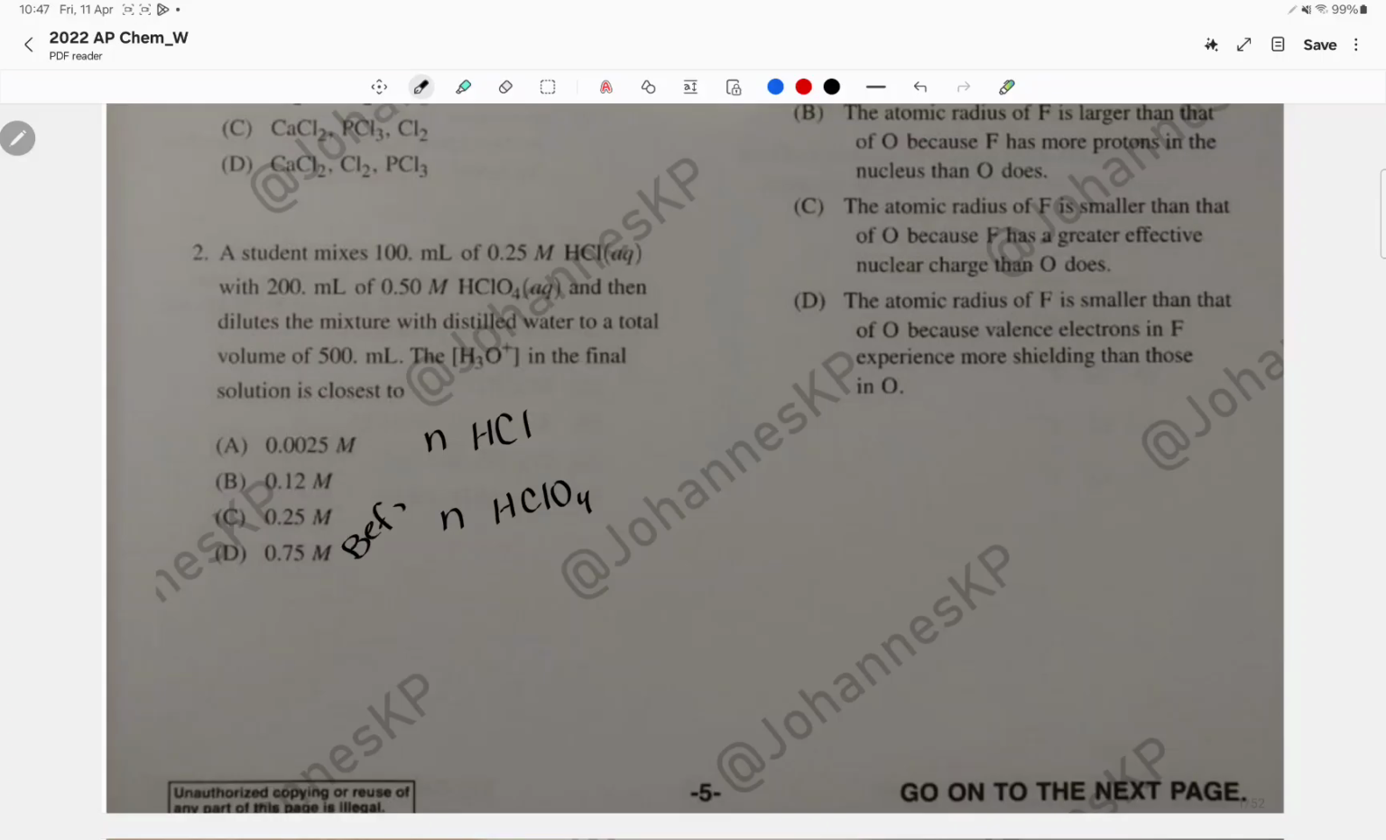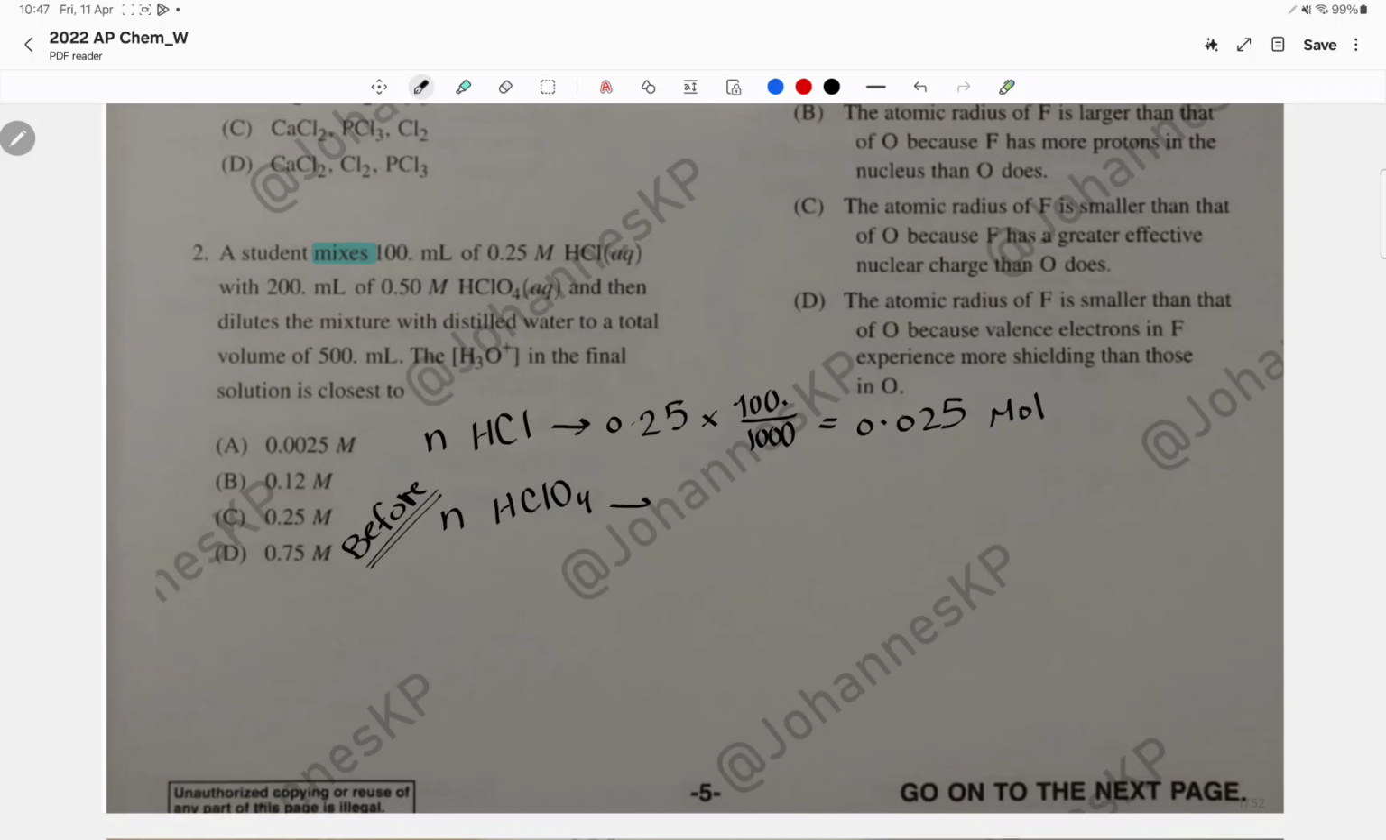This is before, right? Okay, so we're gonna get 0.25. Look, whenever they say mixing, that means you gotta find the mole before. You're gonna find the molarity after, right? So this times 100 ml divided by 1000, you get 0.025 mole.